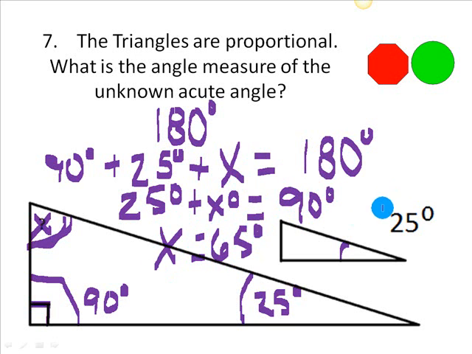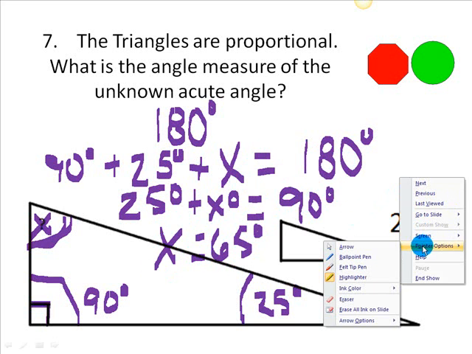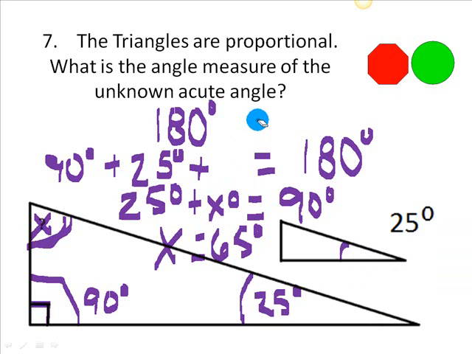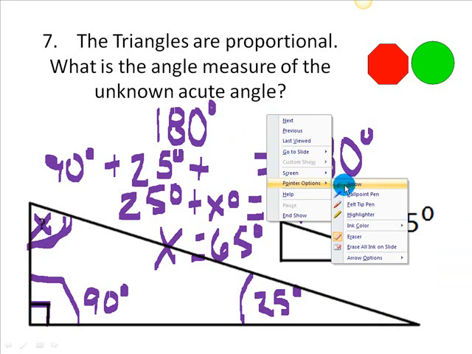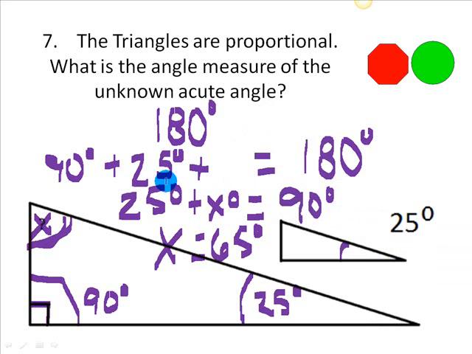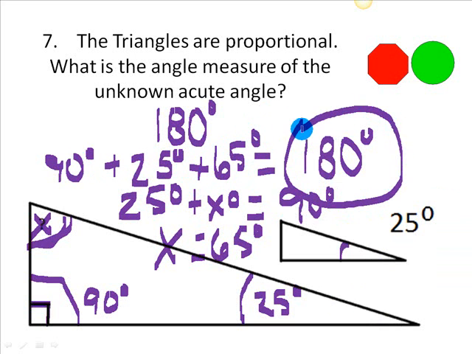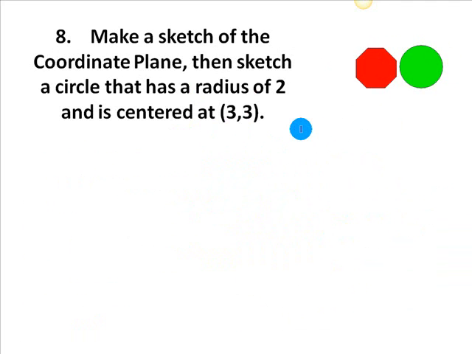We could plug that back into our original equation and say, all right, if we called this 65 degrees, we could then add all these. 90 plus 25 plus 65 does equal 180 degrees.